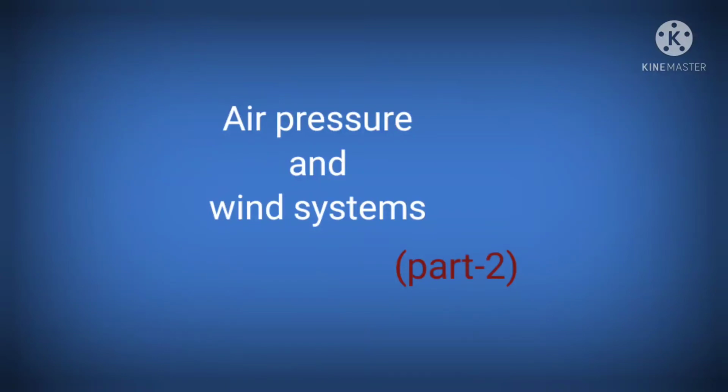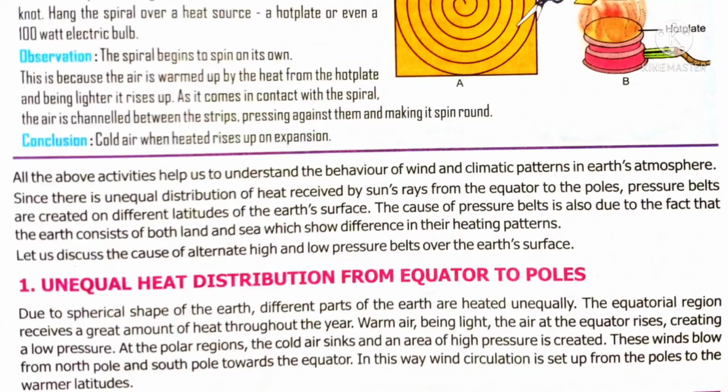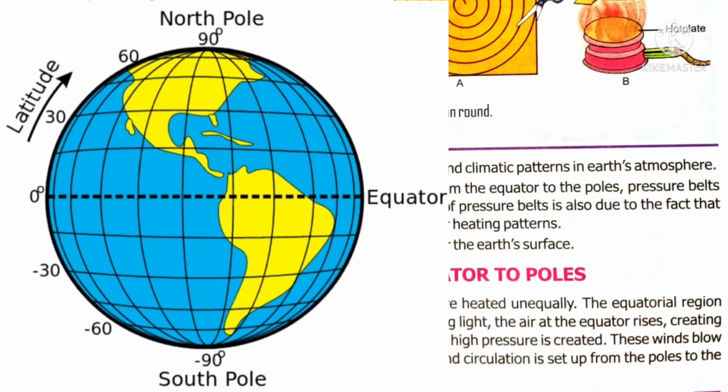Let's move on to part 2, air pressure and wind system, on pages 203, 204 and 205. Now we move on to unequal heat distribution from the equator to the poles. You know that the shape of the earth is spherical. That is the reason different parts of the earth receive different amounts of heat energy from the sun.